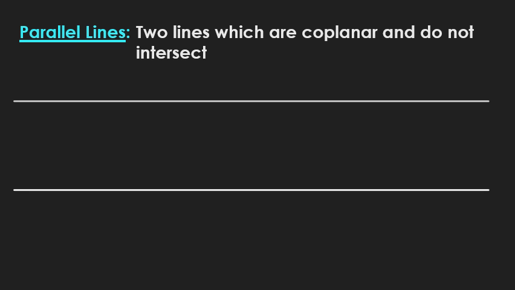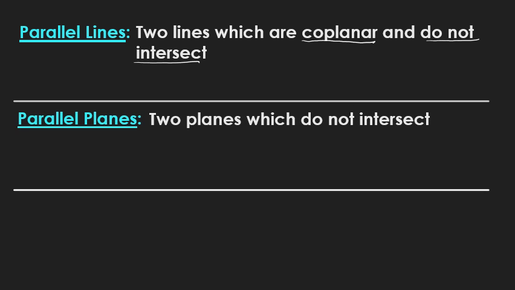So probably when you look at this definition, the most important word is going to be coplanar, and the fact that they never intersect. So they actually have to lie in the same plane. We also have parallel planes, and parallel planes are two planes which do not intersect. So this would be like the ceiling and the floor, or it could be something like the left wall and the right wall. So two planes which extend forever and never intersect.